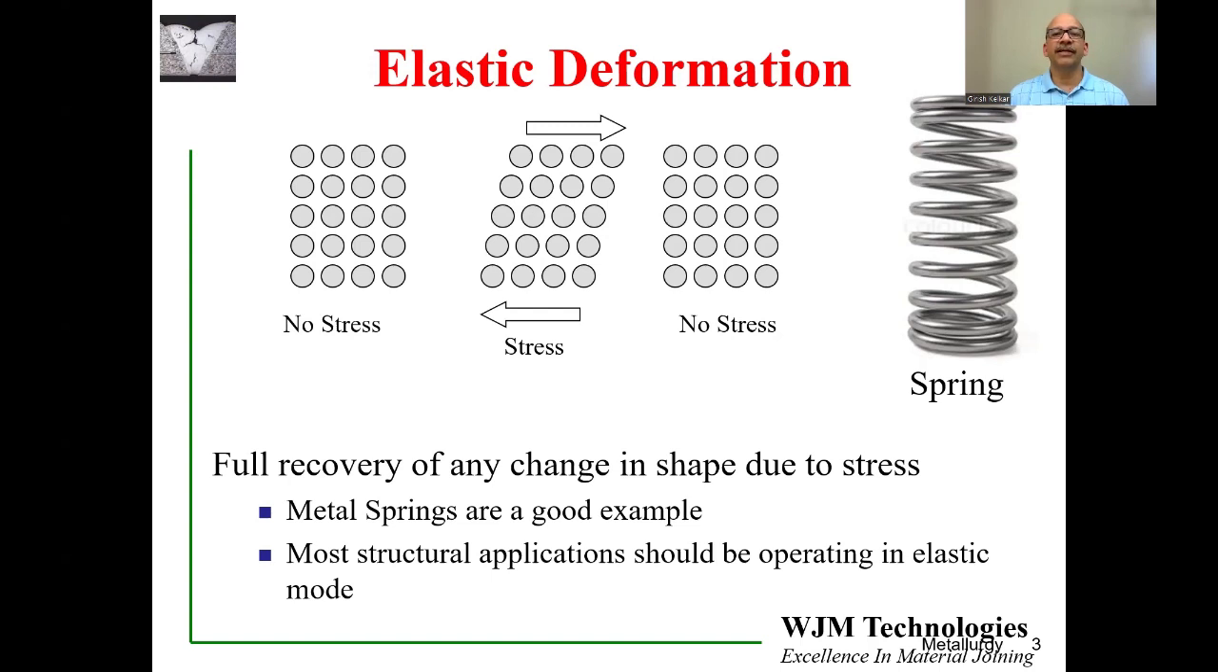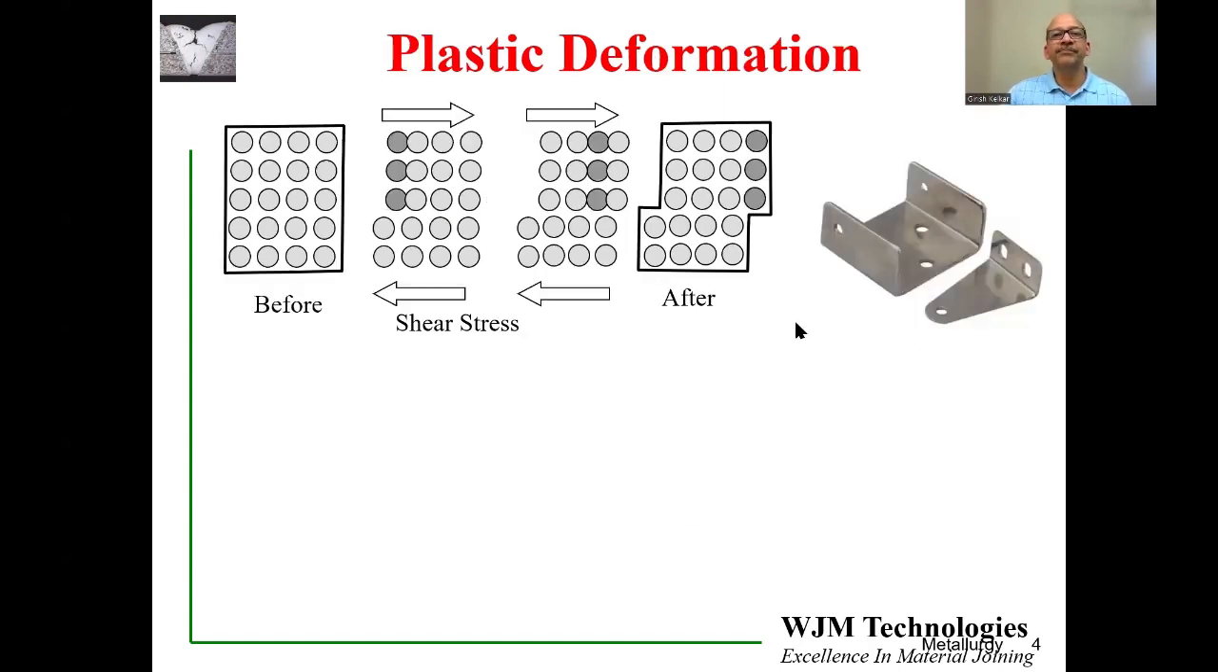So most components that we use in daily life are operating in the elastic mode. For example, the chair that you're sitting on has to operate in the elastic mode because you don't want the chair to deform when you sit down. That won't work very well.